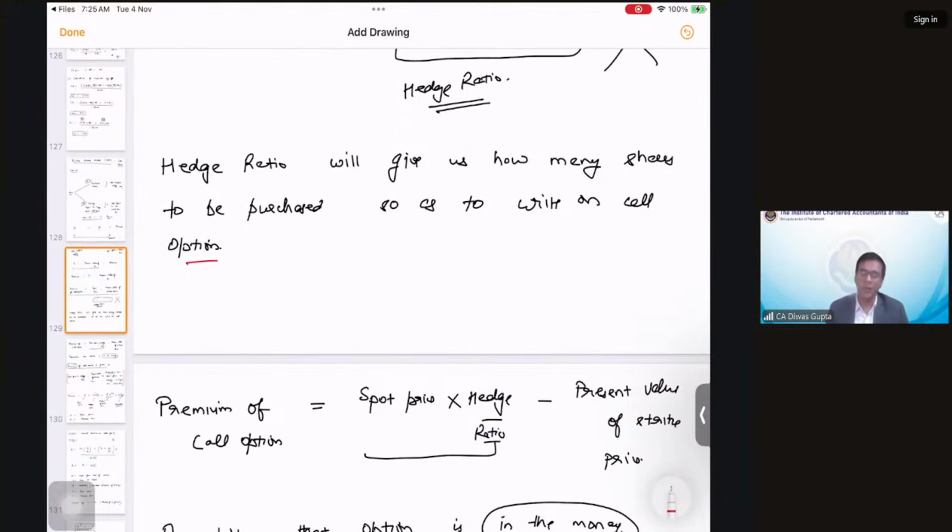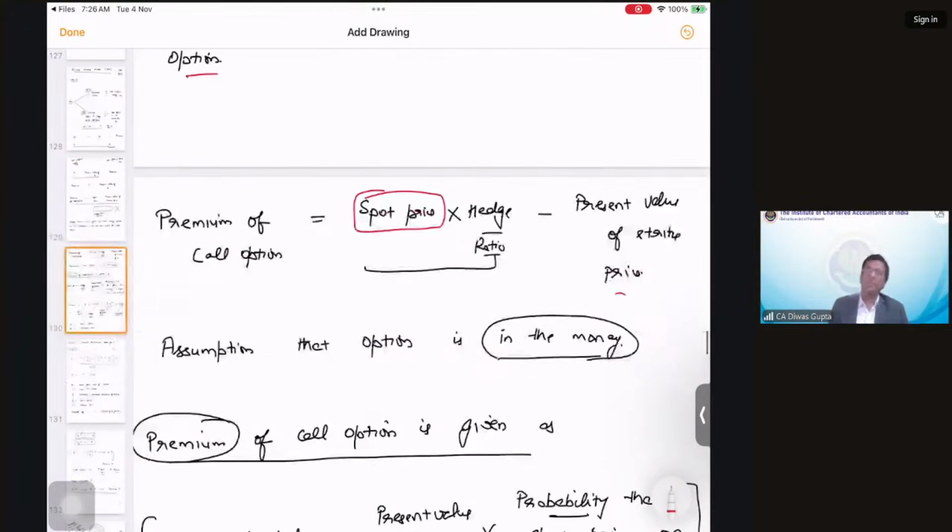Premium of call option is equal to spot price multiplied by hedge ratio. Whatever is the current spot price, that will be multiplied with the hedge ratio, minus present value of the strike price. Clear? So we are multiplying the spot price with the hedge ratio just to give the effect that not only one share will be for one option; one share multiplied by the hedge ratio will be the overall purchase amount of the shares.